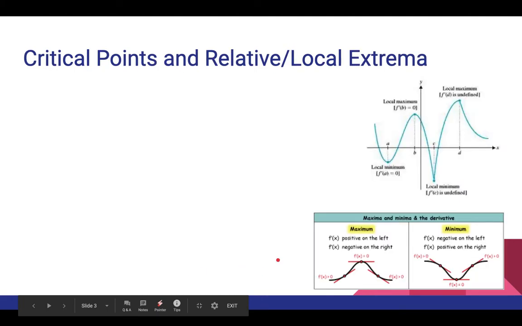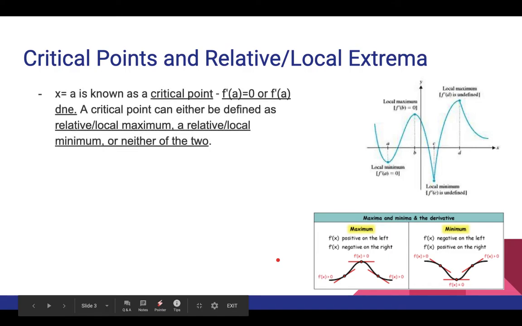So that brings us to critical points and relative/local extrema. Okay? So we start off with a definition. X equals a is known as a critical point if the first derivative is equal to 0 or the first derivative does not exist. So we see right here where we have this cusp and corner, our derivative is undefined, or the slope of the tangent line is 0 at these points right here, which gives us a critical point.